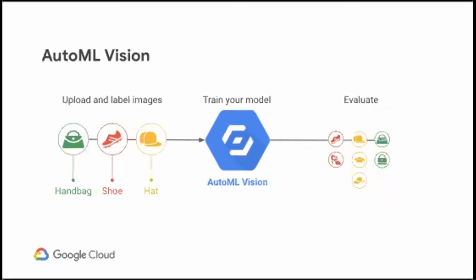So for example, AutoML Vision was the first AutoML product we launched. It helps customers automate image classification scenarios. For example, let's say you're a retailer, trying to automate the categorization of your products. All you have to do is feed examples of handbags, shoes, hats. Just feed examples. This is a handbag. This is a shoe.